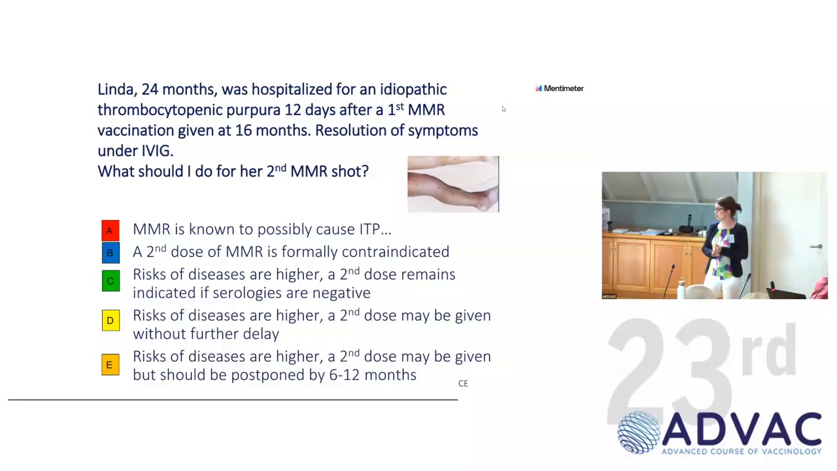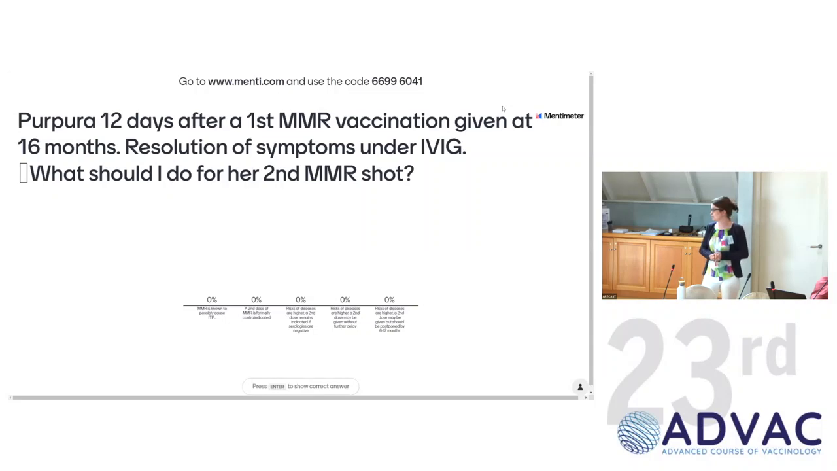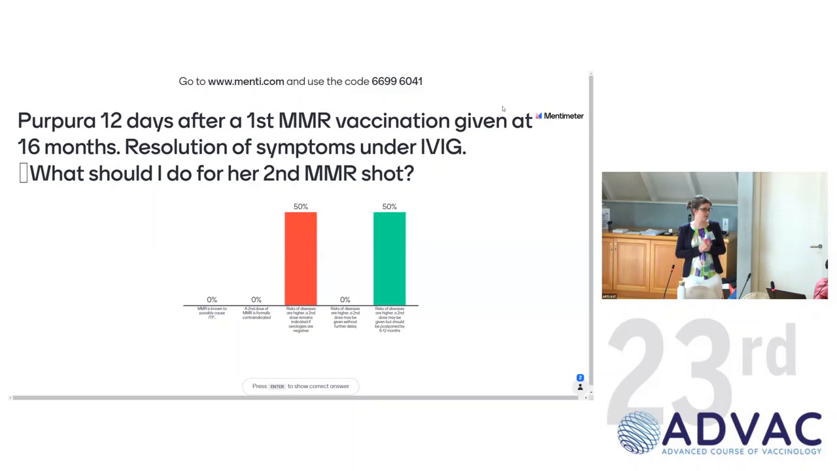Is a second dose of MMR formally contraindicated? Are the risks of disease higher? A second dose remains indicated if serologies are negative, so you ask for a serology. Or you say the risk of disease is higher and the second dose might be given without further delay. Or you say the risk of disease is higher and a second dose might be given but should be postponed by 6 to 12 months from the time she received her first vaccine dose and treatment. So she had idiopathic thrombocytopenic purpura.